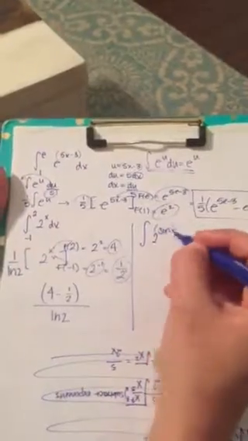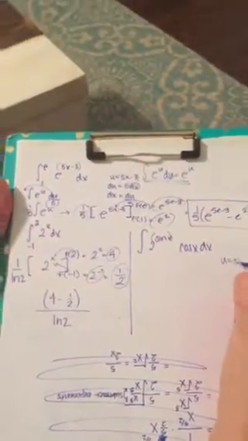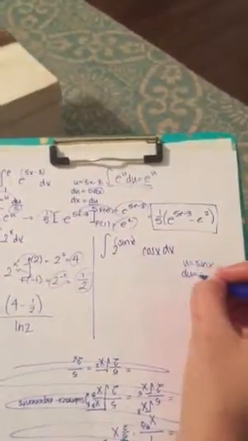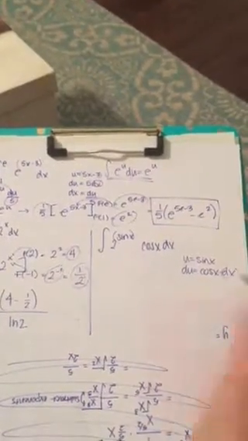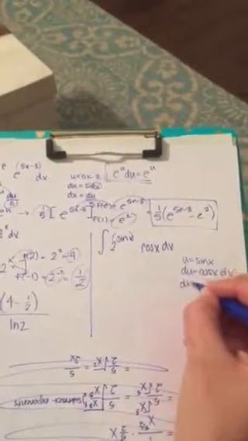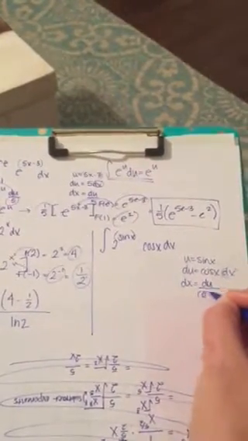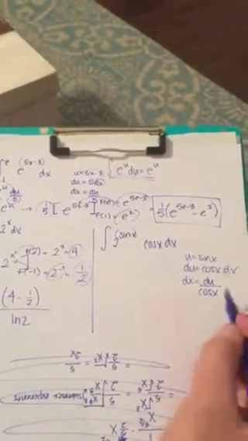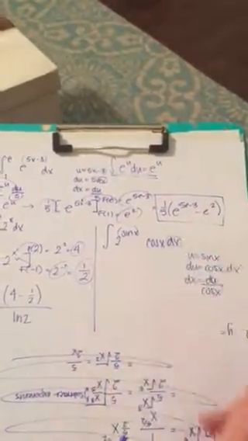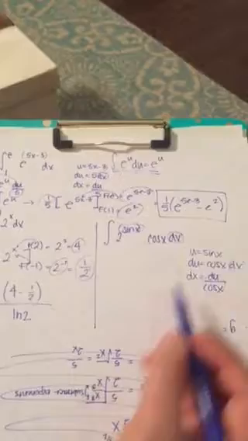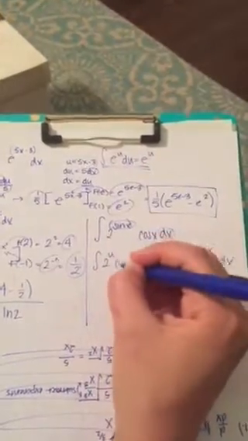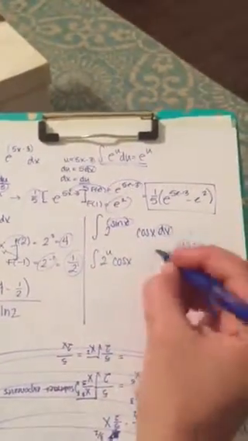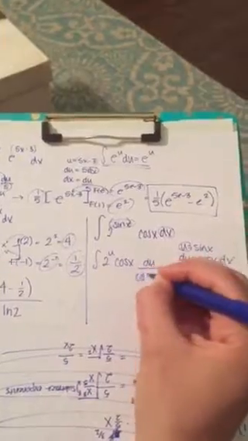Okay, my u I'm going to pick to be my sine x, which means that du, the derivative, would be cosine x dx. Then remember, I got to get dx by itself, so that cosine is going to divide to the bottom. Du over cosine x. Then from there, I'm going to take this, substitute here, and then my sine x is going to turn into a u. So it'd be the integral of 2 to the u cosine x, and then my dx is now a du over cosine x.